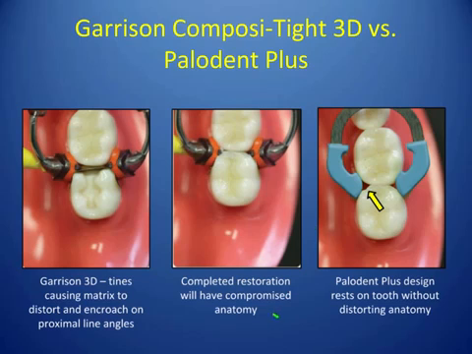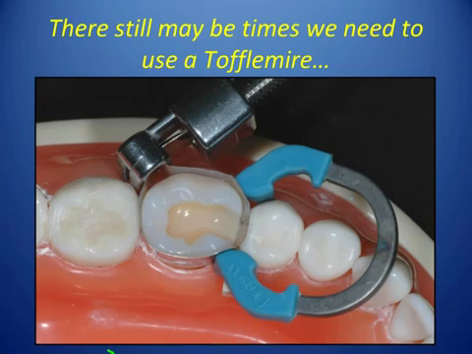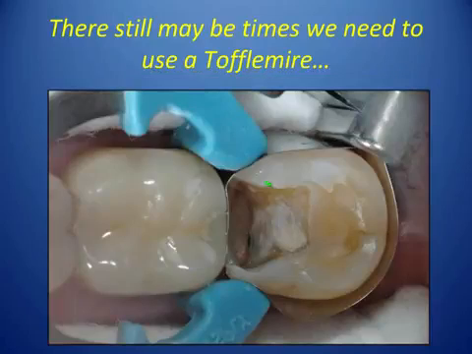Here's an example of using a Tofflemire, so circumferential ring with a single circumferential band with a single sectional matrix ring. Just some different designs and configurations. Here's that same configuration clinically. Again, recognize how wide this preparation is, yet we have 4 very stable points of contact for that matrix ring.